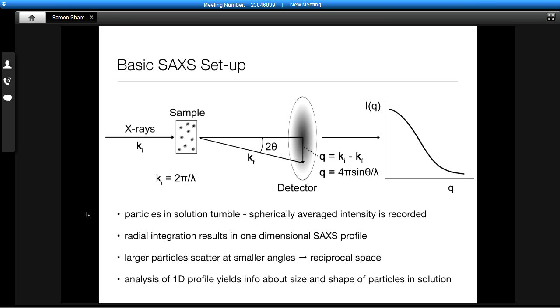So what happens in a basic SAXS experiment is that you have incident X-rays that impinge upon a sample with the solution and the molecules tumbling in solution. And so there's a spherically averaged intensity that's recorded, and so it's an isotropic pattern. And what you do is you have a radial integration of that pattern, and you end up with a one-dimensional profile. And so this is reciprocal space. So what happens is that larger particles scatter at smaller angles, and smaller particles scatter at larger angles. And so the analysis of this 1D profile is what gives you your information about the size and shape of the particles that are in your solution.